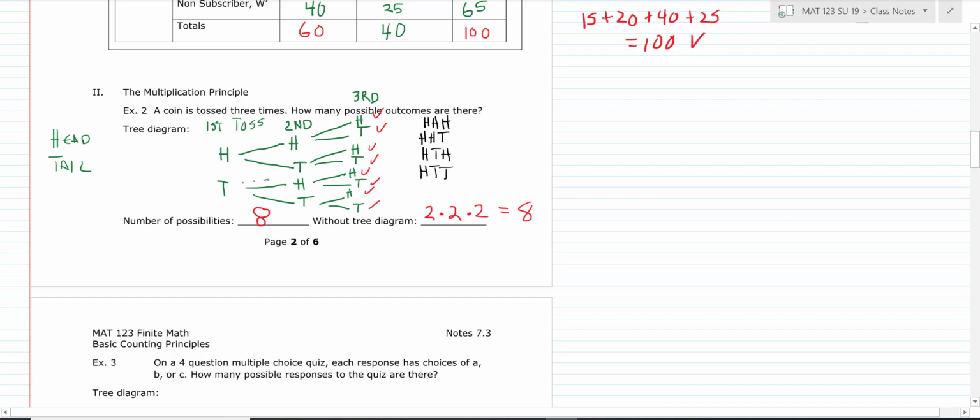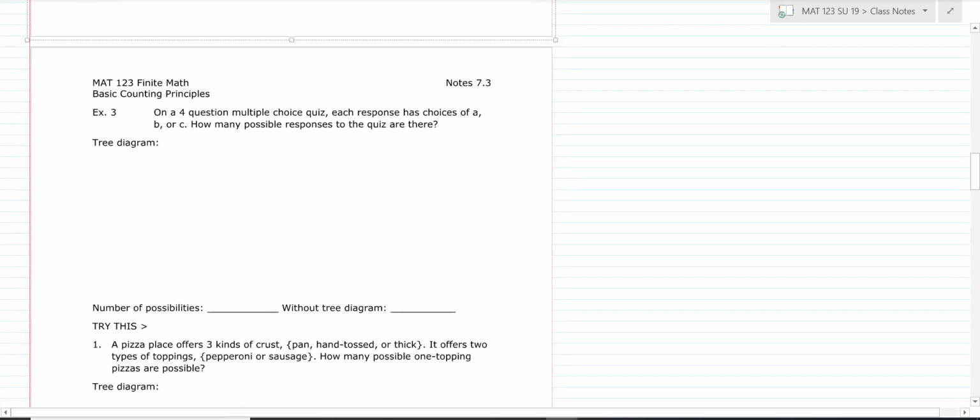And then going down here, it would be tail, head, head. And then tail, head, tail. And then tail, tail, head. And then finally tail, tail, tail. Okay, so those are actually the 8 possibilities that would happen if you toss 3 coins. So the tree diagram is a methodology that helps you visualize all of the possibilities. Okay? All right, let's move to the next page here and do a little bit more with this.